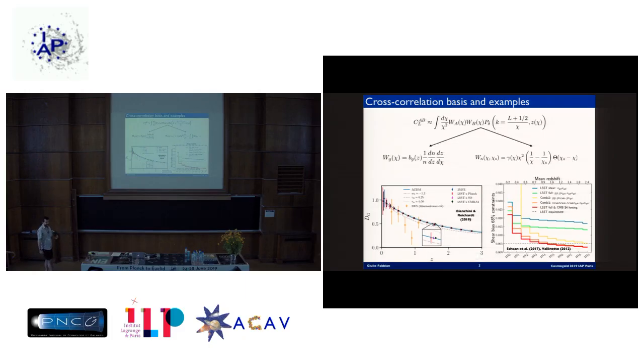Now, once you have these very nice maps of the dark matter, you can also do cross-correlation with the large-scale structure tracers because, like I said before, the CMB lensing is an integrated map of the dark matter.